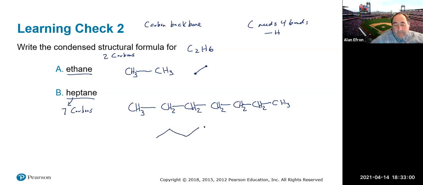So 1, 2, 3, 4, 5, 6, and 7. If I didn't mess it up, 1, 2, 3, 4, 5, 6, 7. Question on any of those? And again, you could also put the 7 into the formula here. That would tell you, if you weren't sure, 7 times 2 is 14, plus 2 more is 16 hydrogens all the way across there. Any question on those 2?